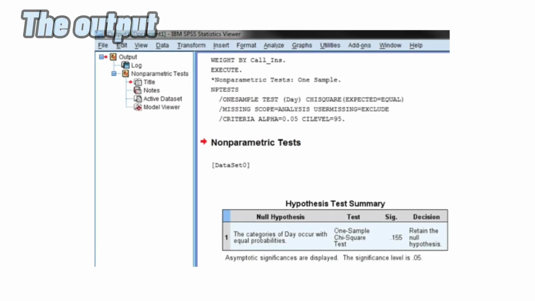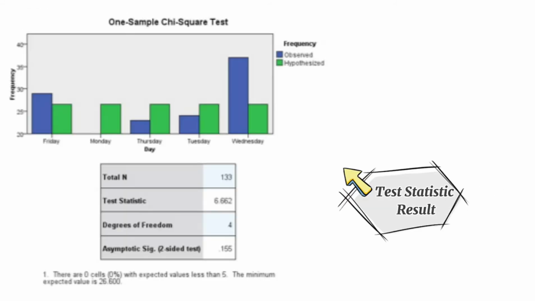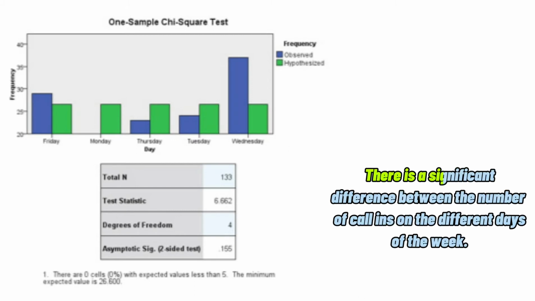The output window will populate the test results. The test statistic is 6.662 with a p-value of 0.155. Since the p-value is greater than the level of significance, which is 0.05, we will reject the null hypothesis. In conclusion, there is a significant difference between the number of call-ins on the different days of the week.